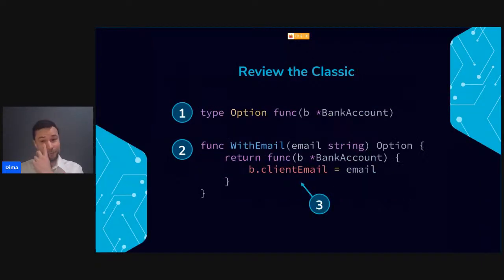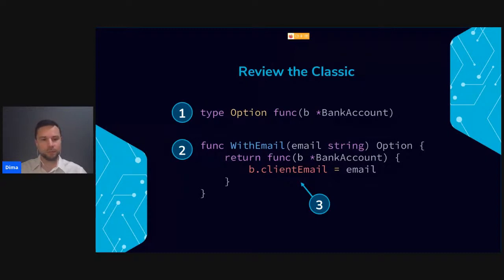This is how I first learned the options pattern in the Go community, and it took me a while to see the value of it. So this is just a classic definition. You define a type, and we'll call that type an option. And this option will take a function which will modify something. In this case, our engine is just a bank account for simplicity. So an option will take a pointer and will do something to that bank account.